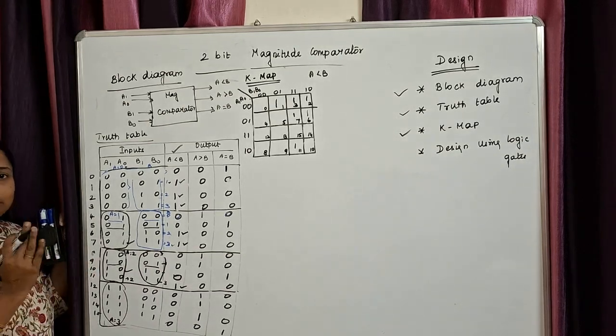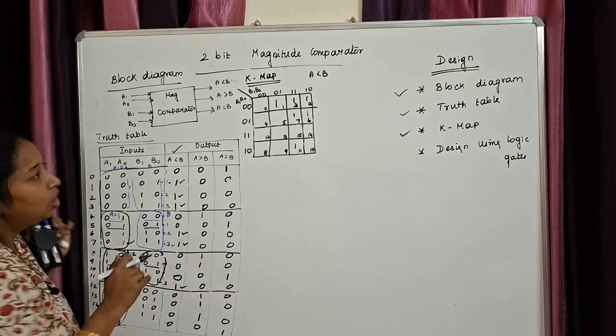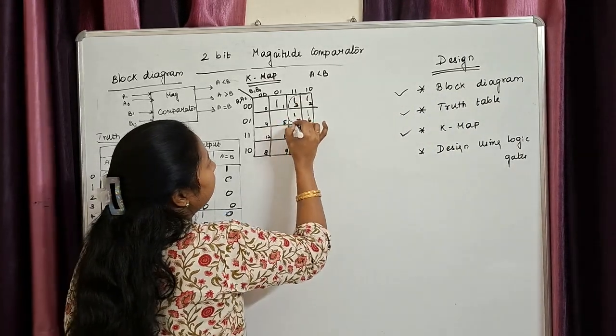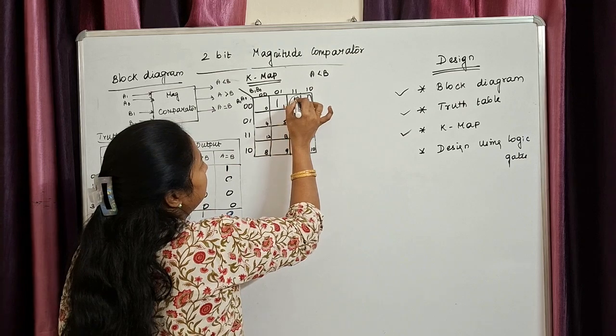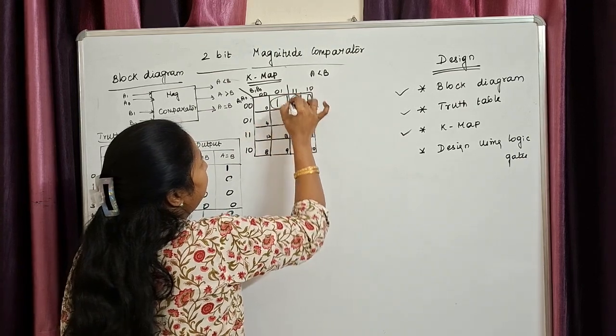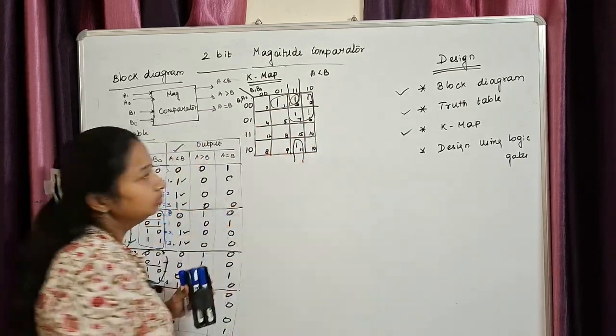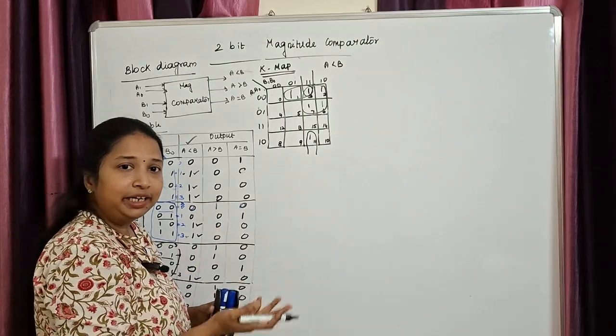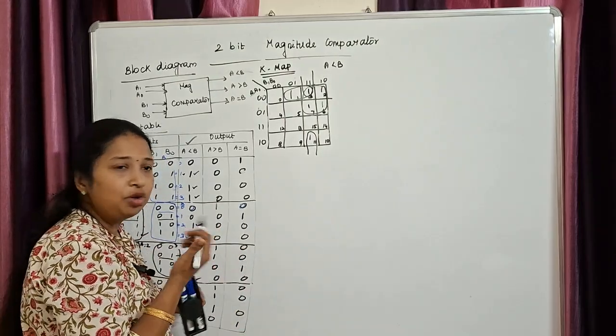After positioning, what is the next step? You have to do the mapping. How do you do the mapping? I found a quad here. I've got a pair here and then another pair. Now, after doing the mapping, what is the next step? You have to find out a Boolean expression. How do you find out?